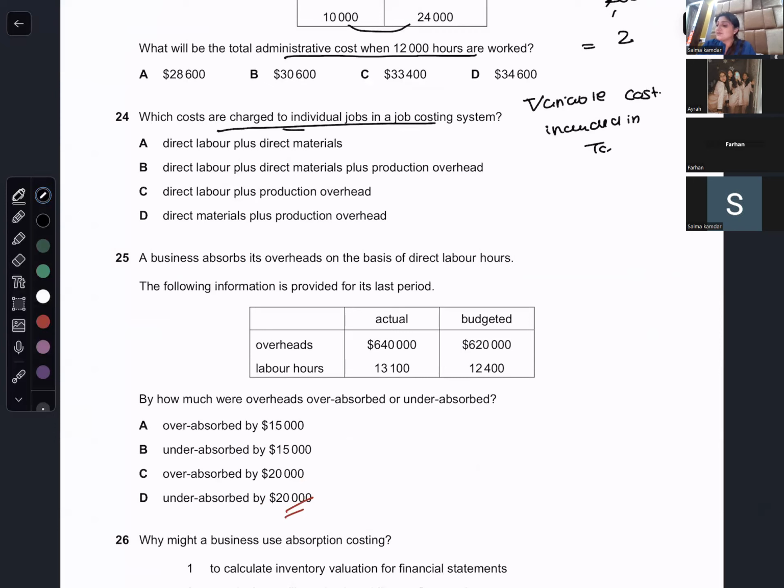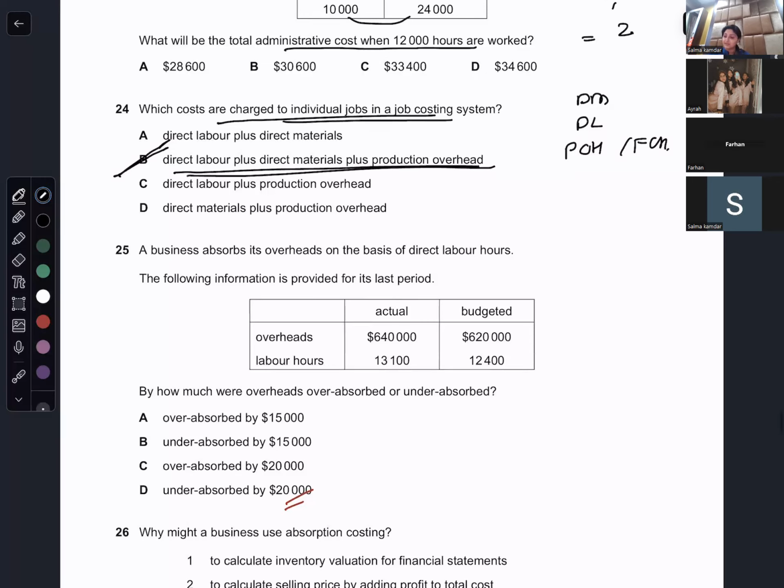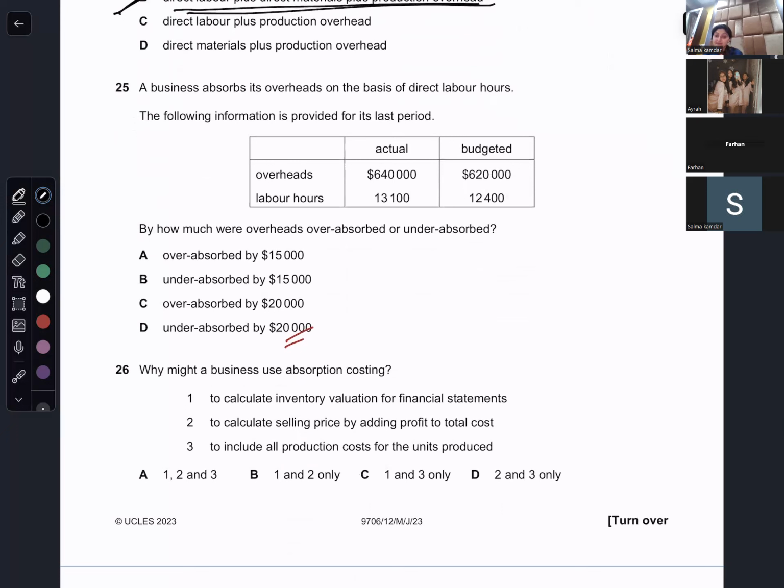Which costs are charged to an individual job in a job costing system? If it is a job costing system, the cost charged to the individual job would be direct labor, direct material, plus your production overheads or factory overheads. So the cost that will be charged is your prime cost plus your production overhead. Can we go to the next one?